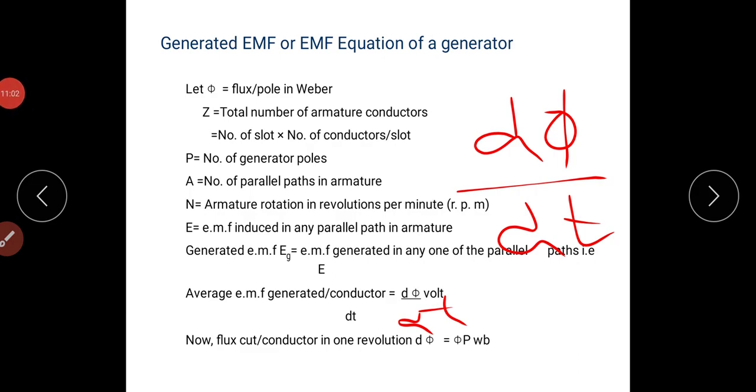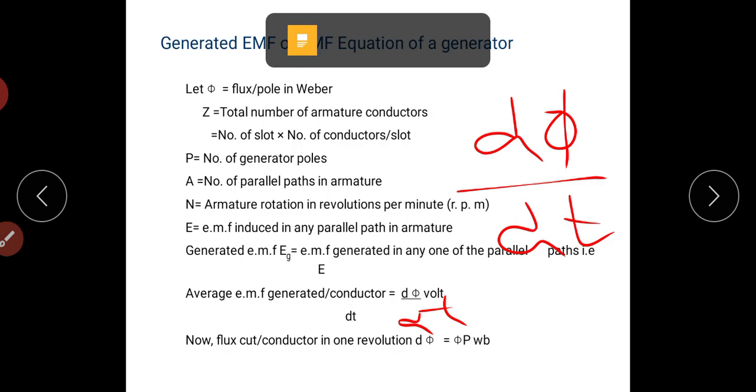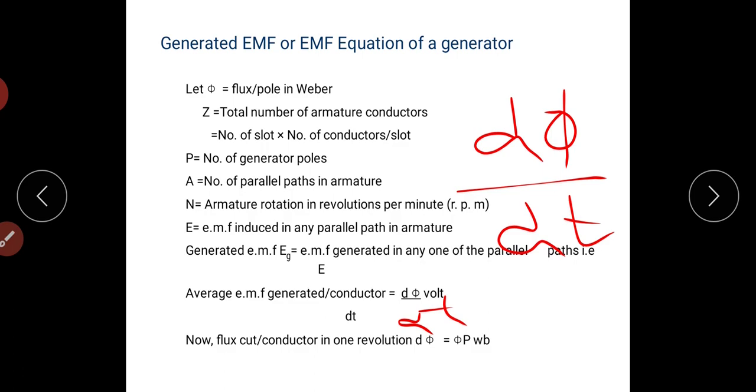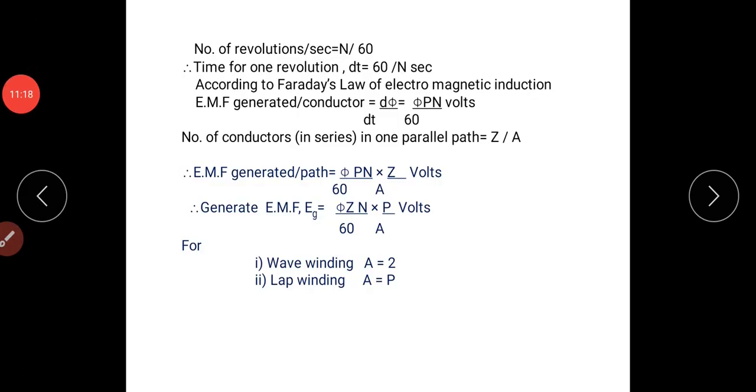Now flux cut per conductor in one revolution is dΦ. Here dΦ is the flux cut by the conductor in one revolution and dt is the time taken by the conductor to complete one revolution. According to Faraday's law of electromagnetic induction, the average EMF generated per conductor equals dΦ by dt.